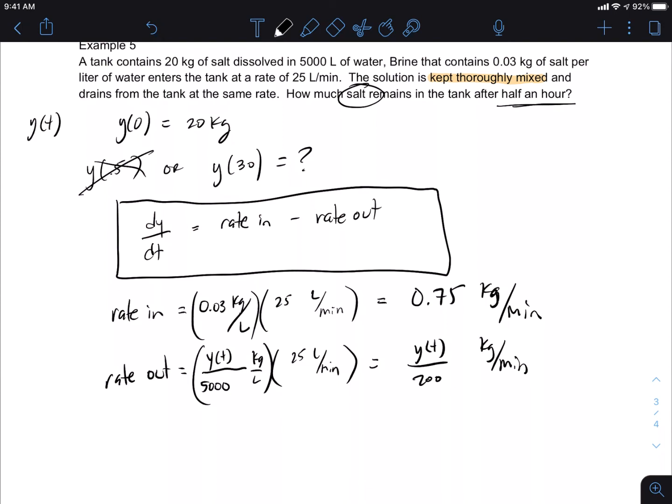Are we okay? So I've been able to find the rate in and the rate out. Typically, the rate out is always going to be something like the function over the total amount of fluids. That's typically what it's going to be with the rate being poured in or out. Okay?